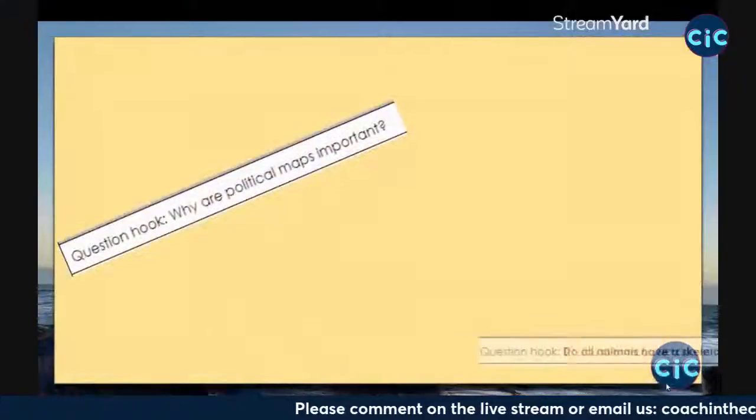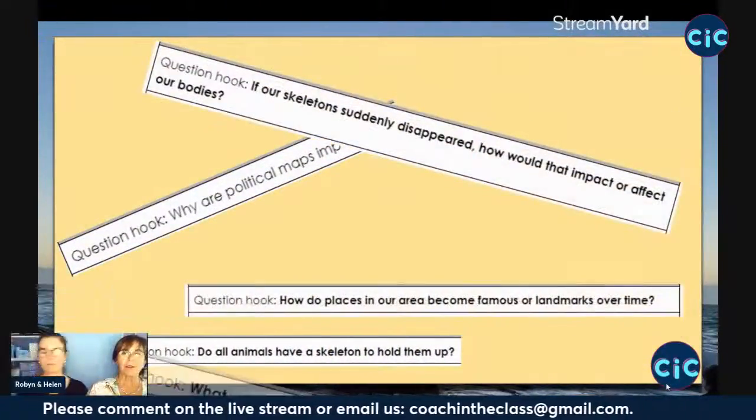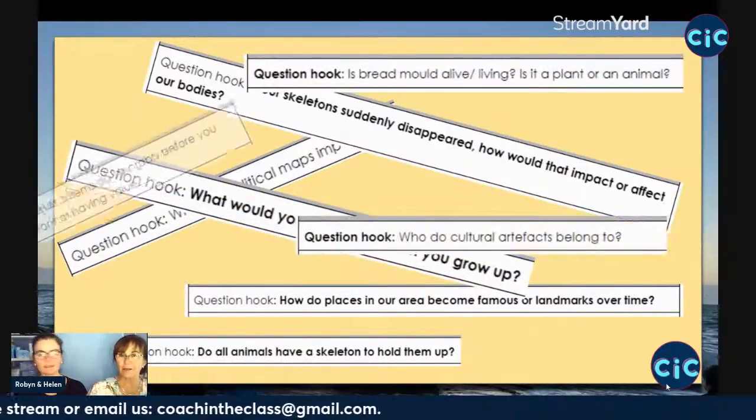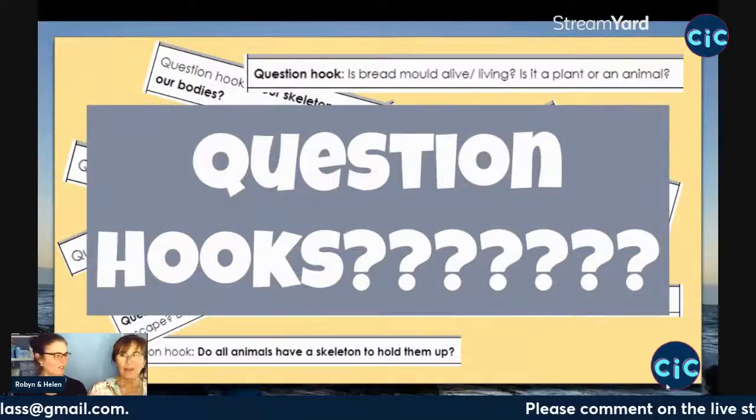What are we doing today? Well, something exciting and interesting. These are all the hook questions from all Coach in the Class's lessons. And every lesson begins with a hook question. Love it. But what are the question hooks? What are they for? Why do we even do this?